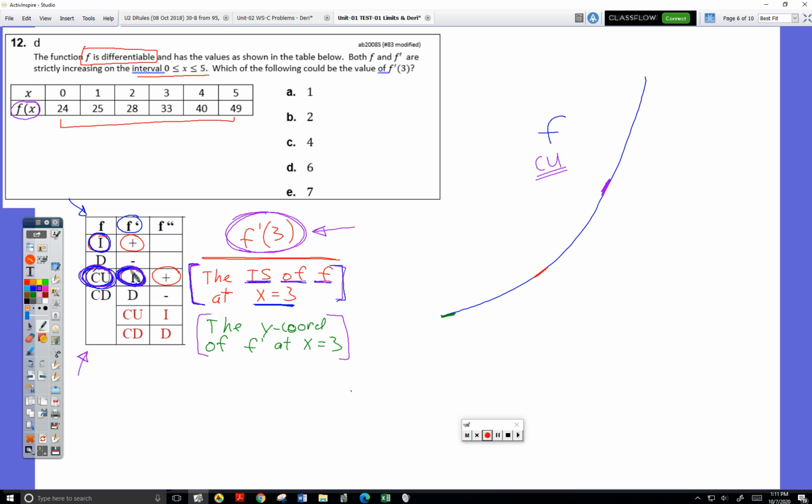But if the tangent slopes are increasing like I just showed you, so are secant slopes. So if I go from point to point and find slopes, something like this, there's a pink slope, here's an orange slope.